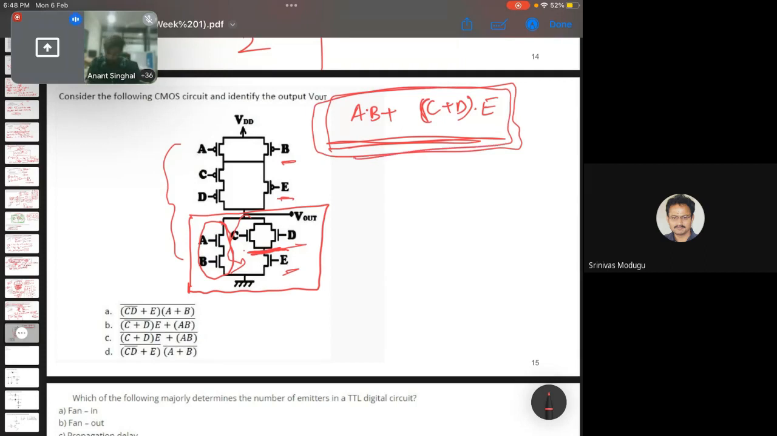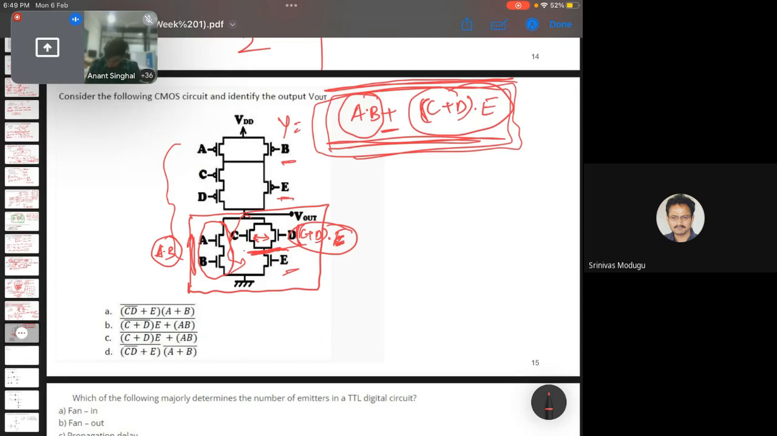I'll try to explain again, maybe because everyone is getting different answers. When NMOS are connected in series, it is nothing but AND logic. And whenever NMOS are connected in parallel, it is nothing but OR logic. So this is C plus D, which is connected in series with E, and this is A into B. And this AB and (C plus D) into E are connected in parallel. So this is the first term, this is the second term, and they are connected in parallel, so it will be plus. And the final output is the inverted waveform of this.